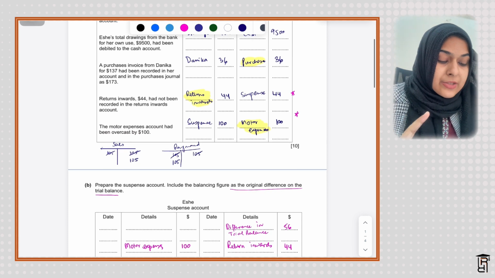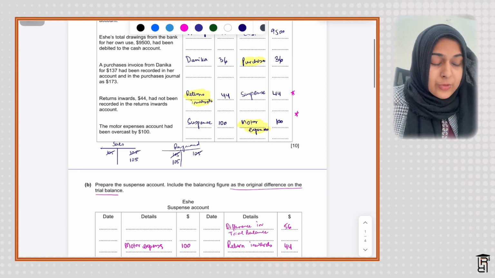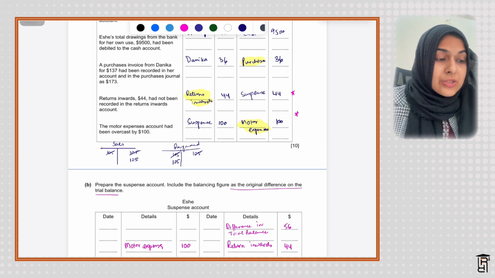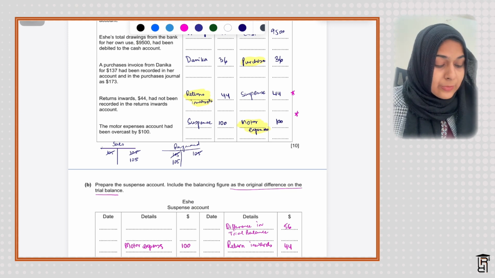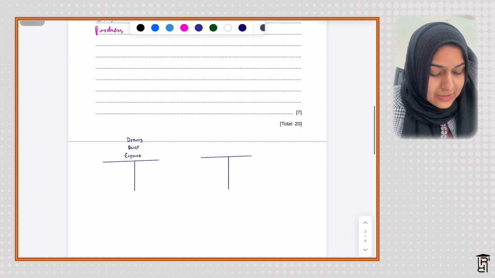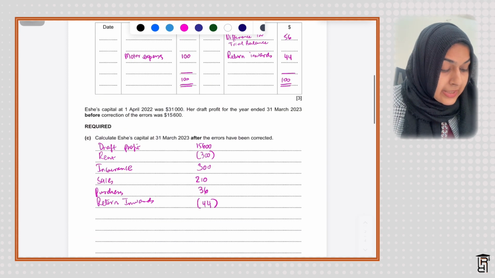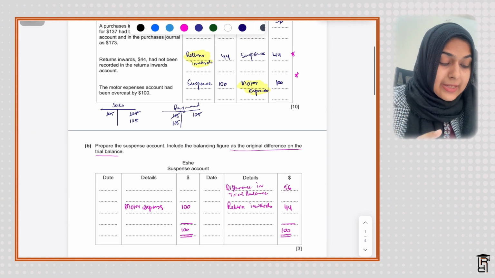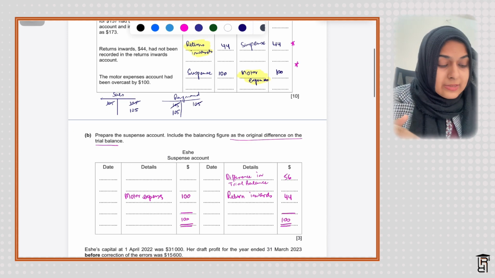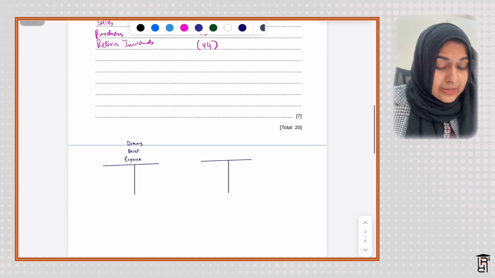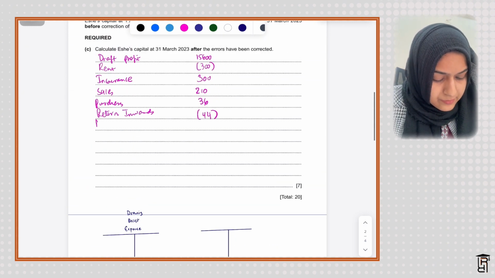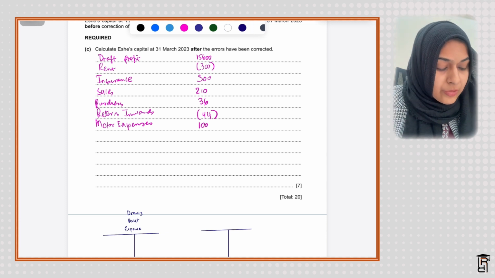Then when you have debited return inwards, that means we have increased return inwards. Whenever we increase return inwards, revenue minus return inwards is net sales. If you increase return inwards, your net sales will decrease. Because of that, profit will decrease. So that means 44 should be subtracted. I'll write here return inwards. I'll write here minus 44. In the last error, we have decreased an expense. Whenever we decrease an expense, our profit should increase. So motor expenses, because motor expenses is decreasing by 100, our profit should be increased. And you write here motor expenses. And you write here 100 and you add this basically.